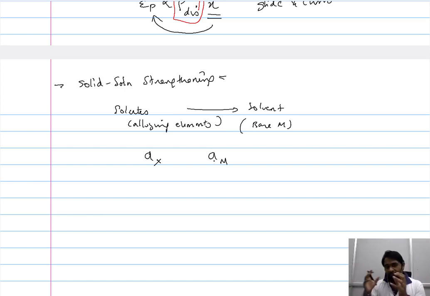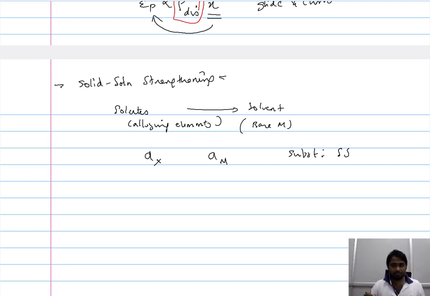So that means you have achieved a good solution, a solution wherein the solute atom is comfortably sitting in place, or comfortably replacing the atoms of the base metal. So this we refer to as the substitutional solid solution.